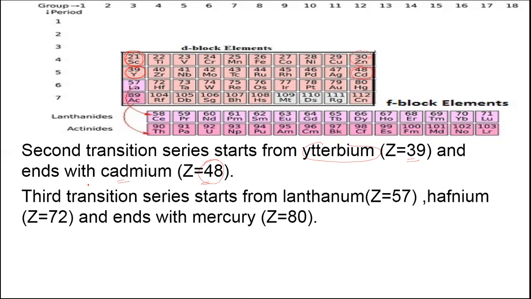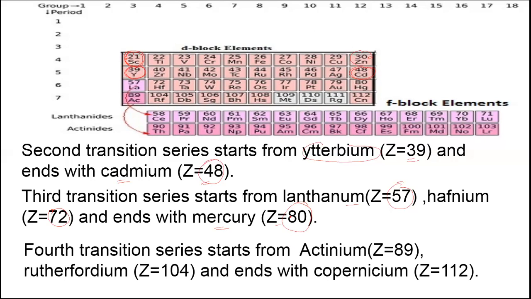The third transition series starts from lanthanum, atomic number 57, hafnium, atomic number 72, and ends with mercury, atomic number 80. The fourth transition series starts from actinium, atomic number 89, rutherfordium, atomic number 104, and ends with copernicium, atomic number 112.